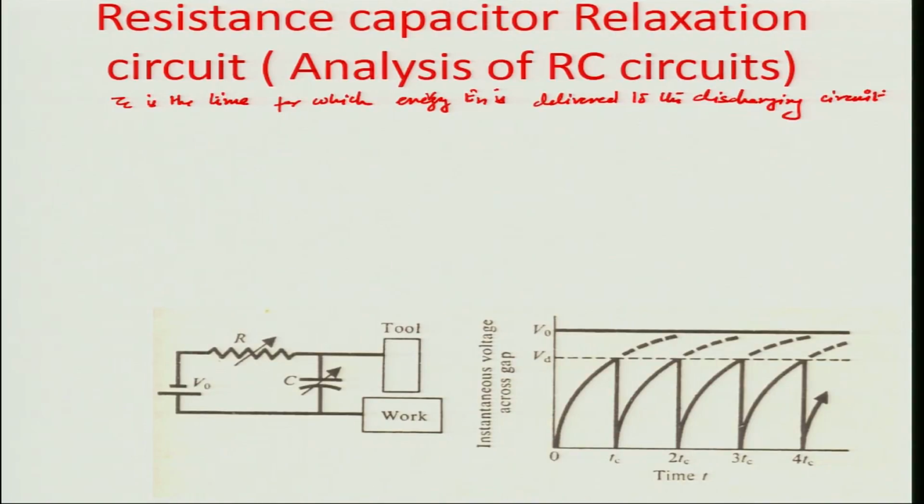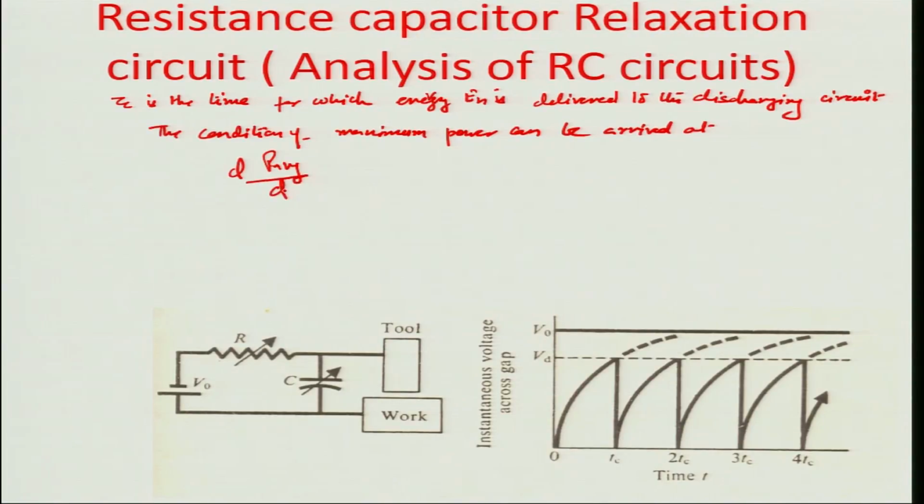the condition of maximum power can be arrived at by simply differentiating the average power, which I will calculate in the next step, divided by some variable here which I am going to map. And let us now look at first of all what is this average power and what are the variables.